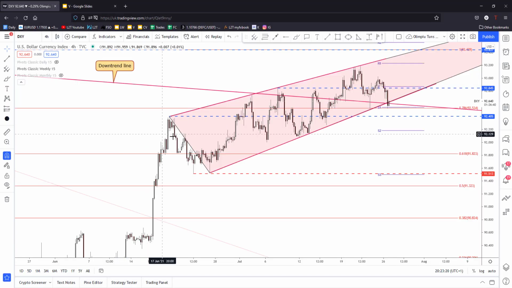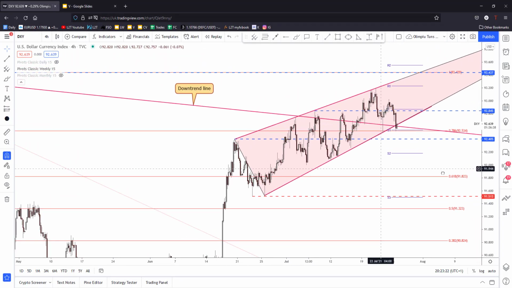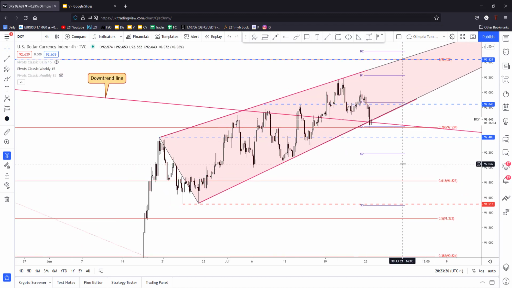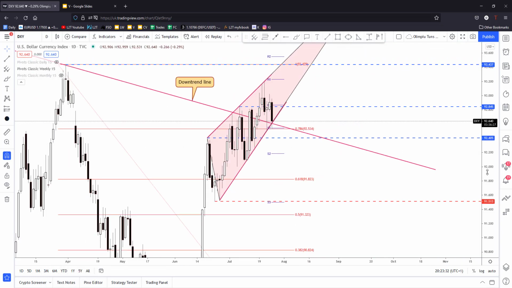Let's take a look at the DXY. For the VIPs, I've talked today in my live trading session that we may have something like a downside breakout here, something like a potential reversal.